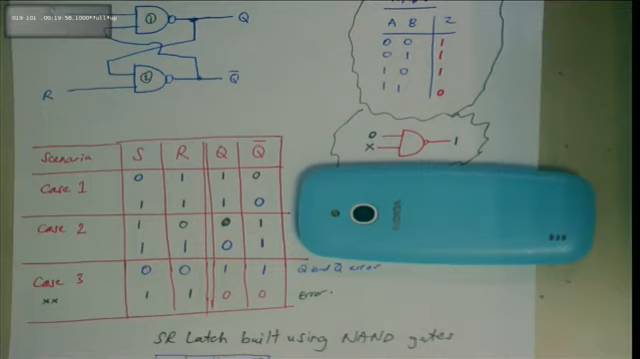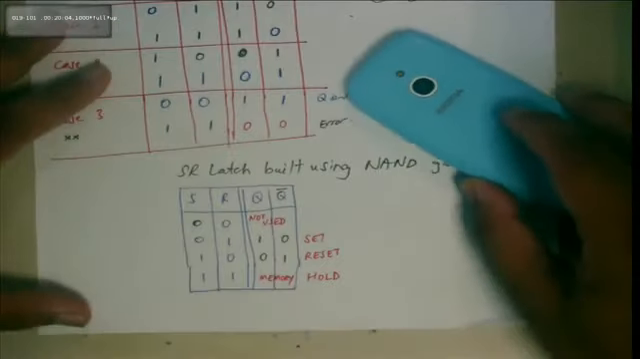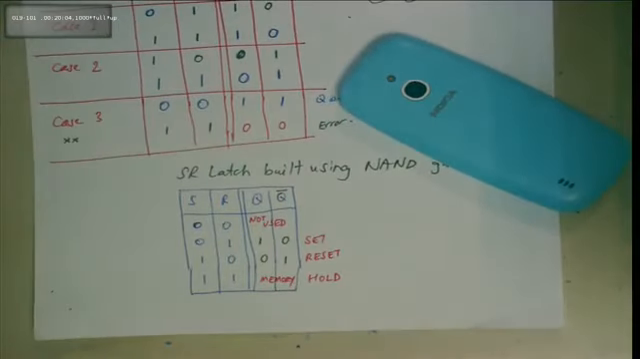Okay, so now, eventually, we are able to summarize our thing like this. 0, 0, we just say don't use, not used, right?